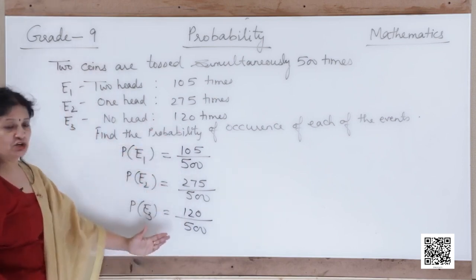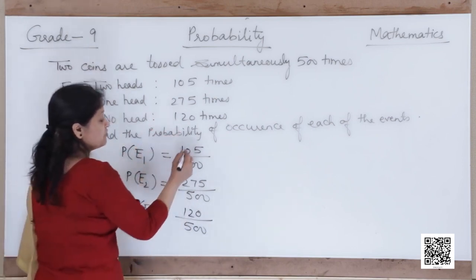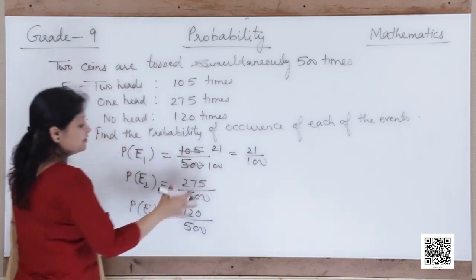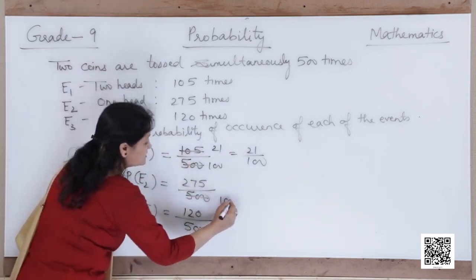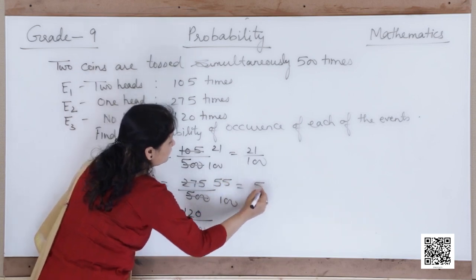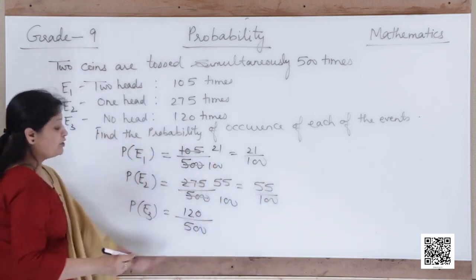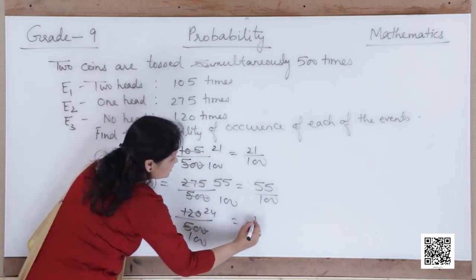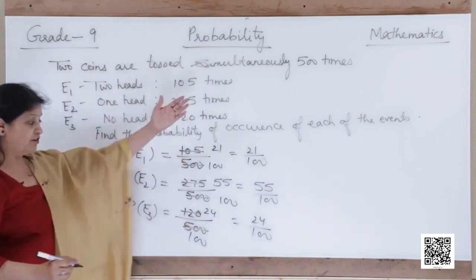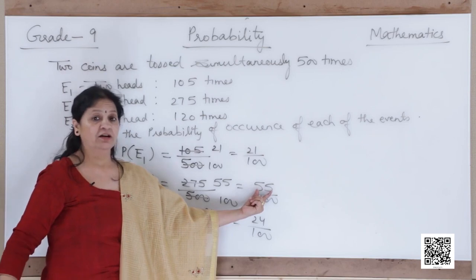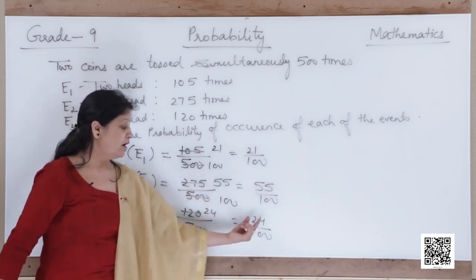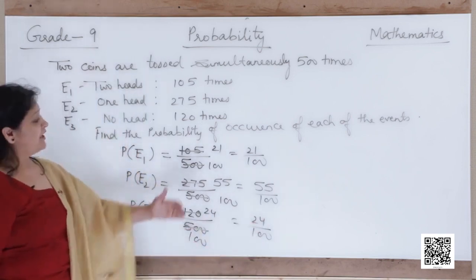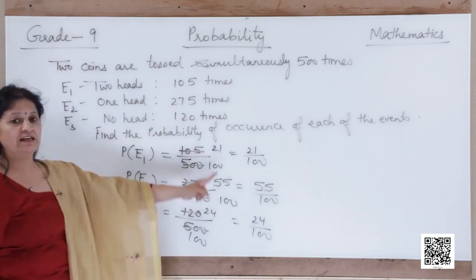You can do the simplification also. 105 by 500 means it is 21 by 100. Similarly, 275 by 500 means 55 by 100. 120 by 500 means 24 by 100. You can further simplify it also. Dividing by 5, it will be 11 by 20, and you can further simplify by 4, it will be 6 by 25. But it will be easier to show the addition if we leave it like this.